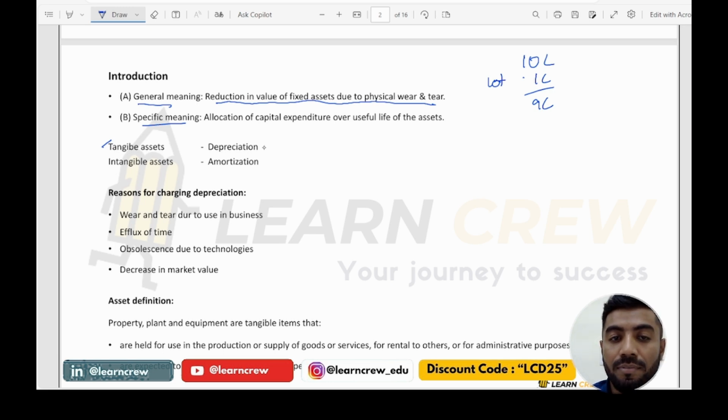For tangible assets, we use the term depreciation. For intangible assets, we use the term amortization. So this is the difference between depreciation and amortization. Otherwise, the treatment is the same. Done. What are the reasons for depreciation?